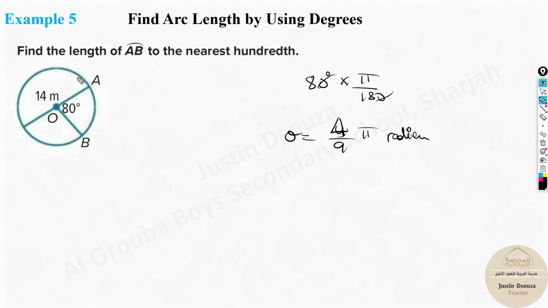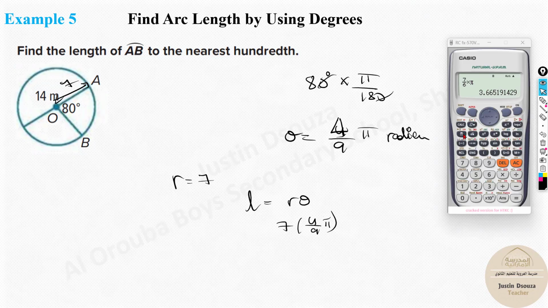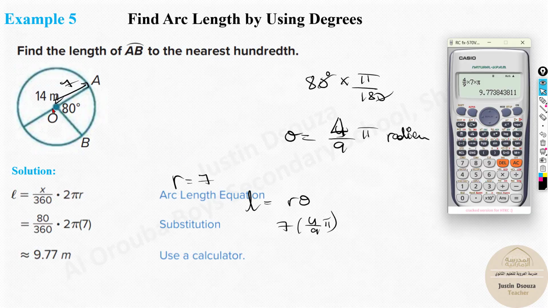Now you know what? The radius over here, the diameter is given, radius is 7. So r equals 7. So we know that arc length is given by r theta, 7 times 4 by 9 pi. And then you can just put this in calculator and you will get the answer. All you need to do is multiply 4/9 by 7 and by pi. That is 28 by 9 pi. That's 9.77, nearest 100. 9.77 would be the answer. Now this is in terms of meters, because 14 meters, this is the unit which will sustain throughout the problem.